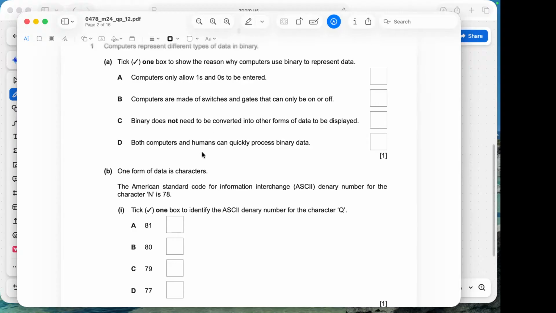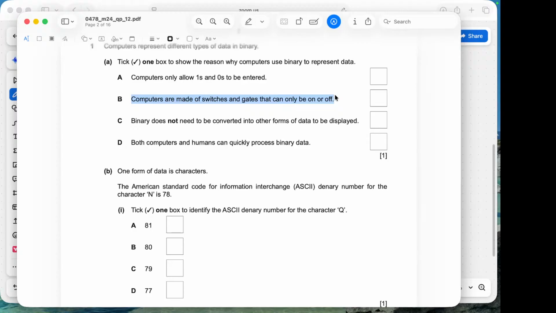Okay, so the first one is B. Computers are made of switches and gates that can only be on or off. So computers only allow zeros and ones to be entered is false. Binary does not need to be converted into other forms of data to be displayed. That is also false. And both computers and humans can quickly process binary data. Well, I don't know about you, but I definitely can't process binary data very quickly. So it is actually B, computers are made of switches and gates that can only be on or off. And it's logic gates, basically.